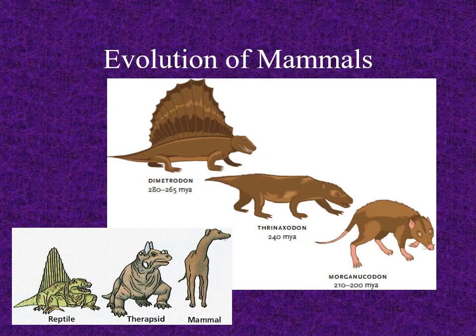So the evolution of mammals really goes back to the late part of the Paleozoic. Things like Dimetrodon, which is a synapsid, to Thrinaxodon, which is a therapsid, to then Morganucodon, which is actually an early mammal that we see in the Mesozoic era, in the Triassic and the Jurassic. So that's kind of the general transition we see here. We go from a synapsid to a therapsid to a mammal. Keep in mind that therapsids and mammals are synapsids, but these are the different stages that we see.